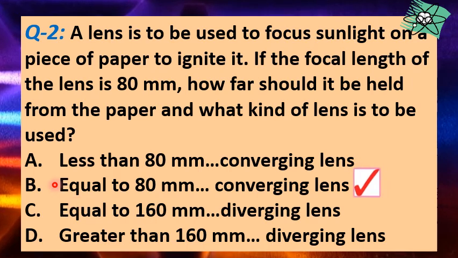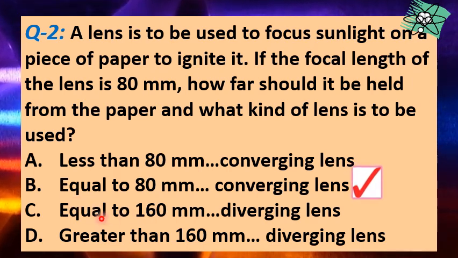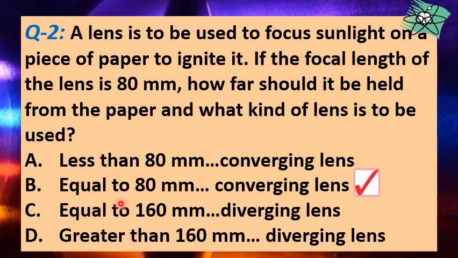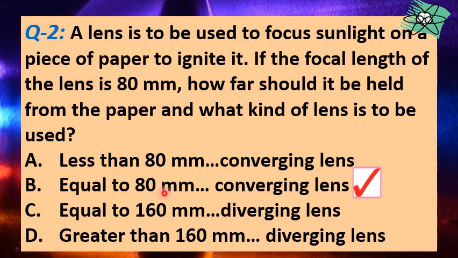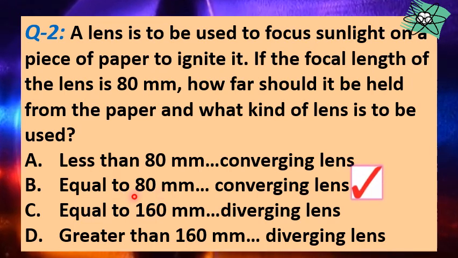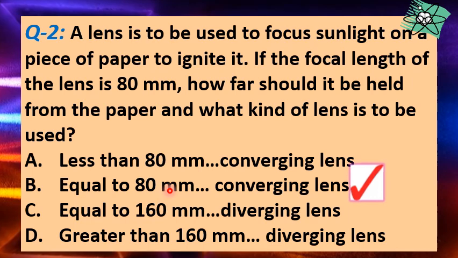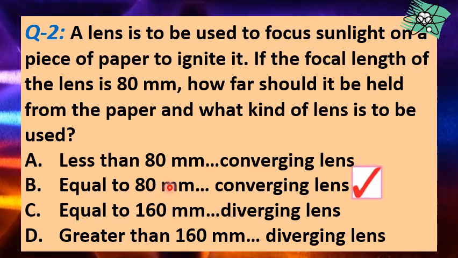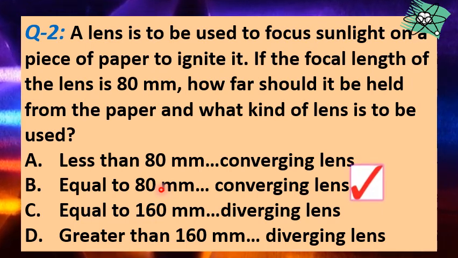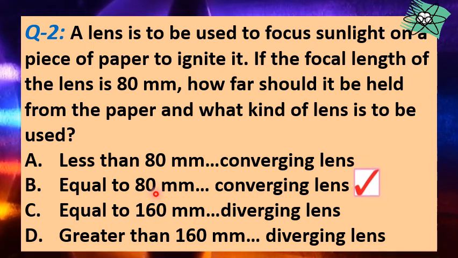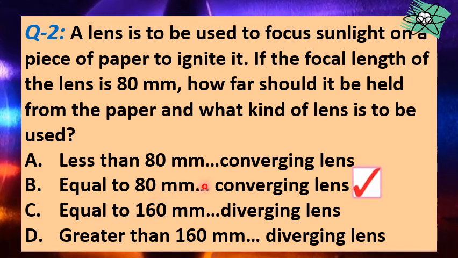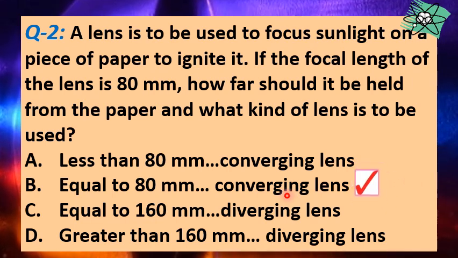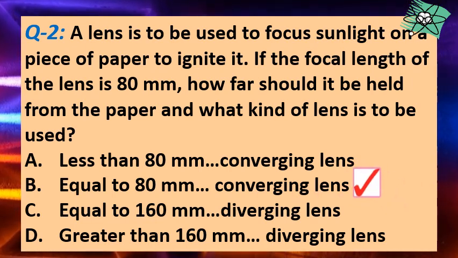The lens must be held equal to 80 millimeters, which is exactly the same as the focal length. In other words, this means that the lens itself should be placed exactly at the focus of a converging lens. Okay, so more explanations in just a short while.